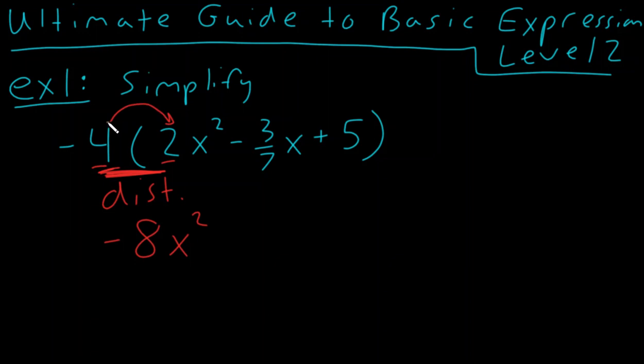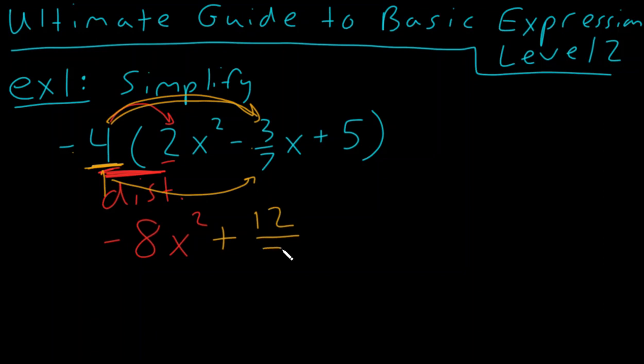Switching colors here, now I'll show you that for negative 4 times negative 3/7 x, we have to change the 4 into a fraction, 4 over 1. And now we have a negative times a negative, which is a positive. On top times top, we have 4 times 3, which is 12, over 1 times 7, which is 7. We keep our x. And then, switching it back to a different color, we have negative 4 times 5, which will of course be negative 20.